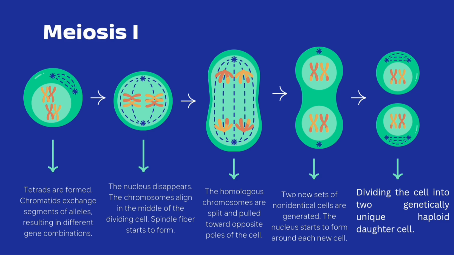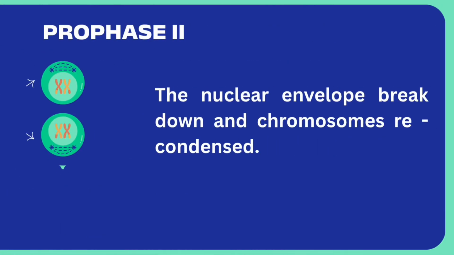Tetrads are formed, and chromatids exchange segments of alleles, resulting in different gene combinations. The nucleus disappears, the chromosomes align in the middle of the dividing cell, and spindle fibers start to form. The homologous chromosomes are split and pulled towards opposite poles of the cell. Two new sets of non-identical cells are generated. The nucleus starts to form around each new cell, dividing the cell into two genetically unique haploid daughter cells.